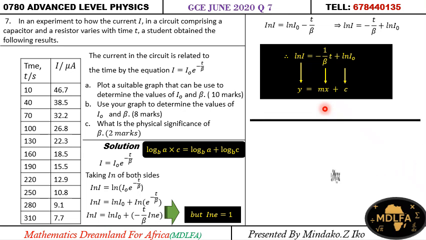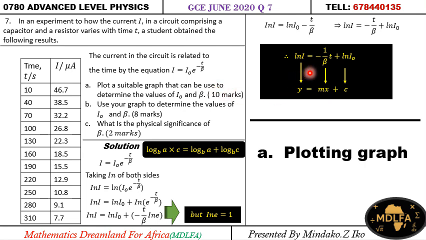All right. So if you go on to plotting the graph, the A part says from the equation, plot a suitable graph that can be used to determine the values of I naught and beta, and that is 10 marks. So this part here is very important, because if you lose this 10 marks from here, imagine you linearizing your equation and then you have something else. Just imagine losing this 10 marks.